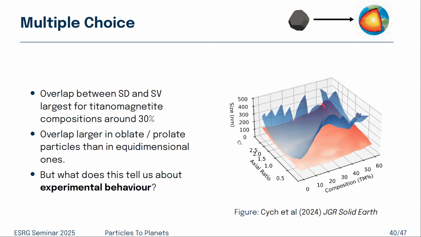And so what we can see here is that this overlap, i.e. the region between the 2 surfaces, is larger in the prolate and oblate particles as well, right? So when you just look at this equidimensional behavior, you know, this is kind of a small effect, but as soon as you get away from magnetite and as soon as you get away from this kind of regular shape, suddenly things get a lot more complicated. But there is a limitation to this. This is just saying that there are multiple states available, right?